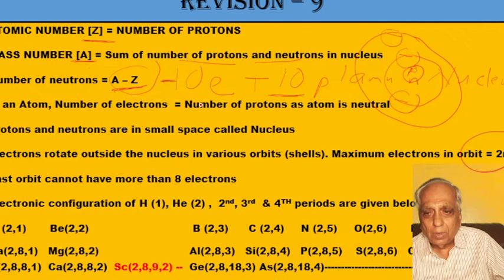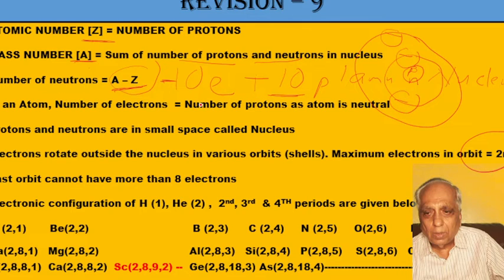Suppose I have 5 electrons. Then the first orbit can carry only 2 electrons, so the remaining 3 would be in the next orbit. The next orbit also has a limitation. This is the second orbit. It can carry 2 into 2 square, which is 8 electrons. So the second orbit can have a maximum of 8 electrons. Similarly, the third orbit can have a maximum of 18 electrons.